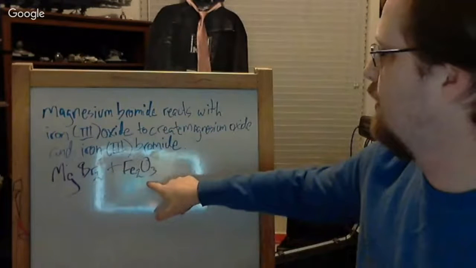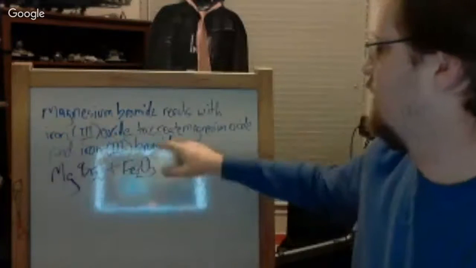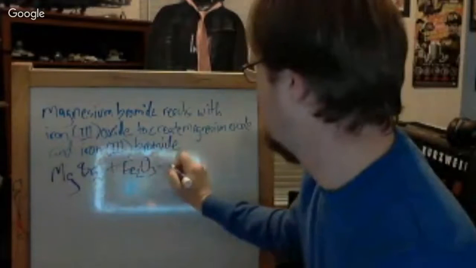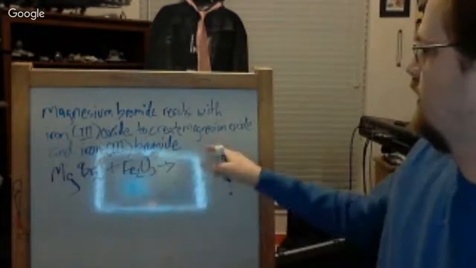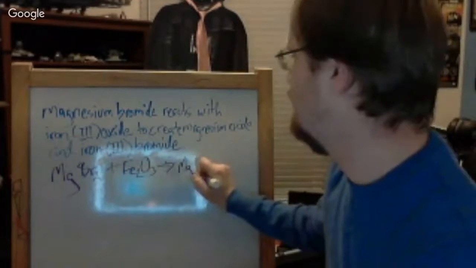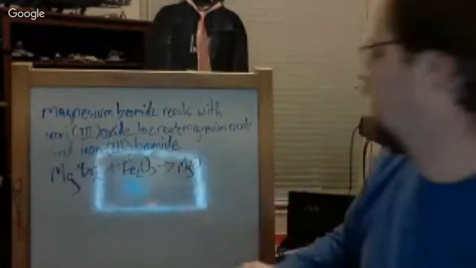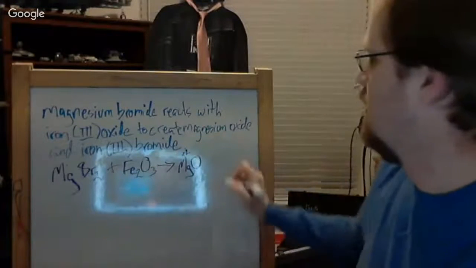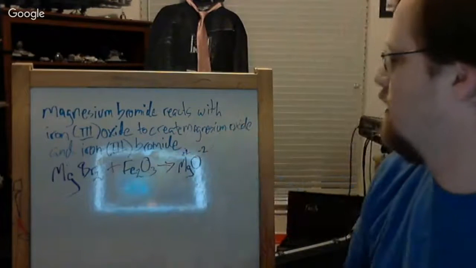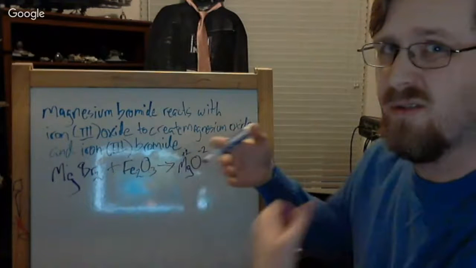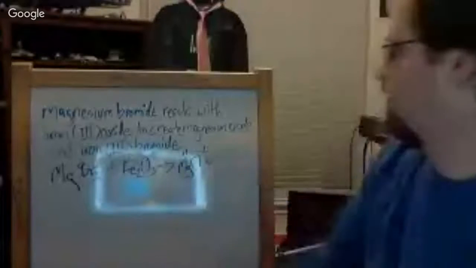That's the magnesium bromide reacts with iron 3 oxide to create. Well, to create, it's the arrow. The next one, magnesium oxide. Magnesium is Mg, oxygen is O. Magnesium has a charge of +2, oxygen has a charge of -2. Those are the same numbers, so therefore just one of each. So MgO. Then it says and, so there's the plus.